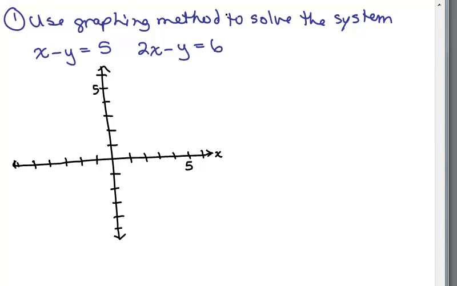Alright, we're going to use the graphing method to solve the system, x minus y equals 5 and 2x minus y equals 6. Alright, so here is the method.